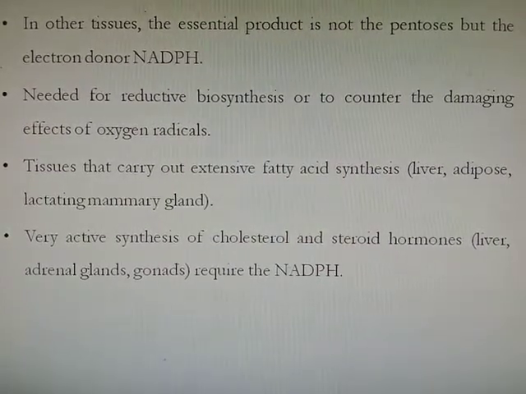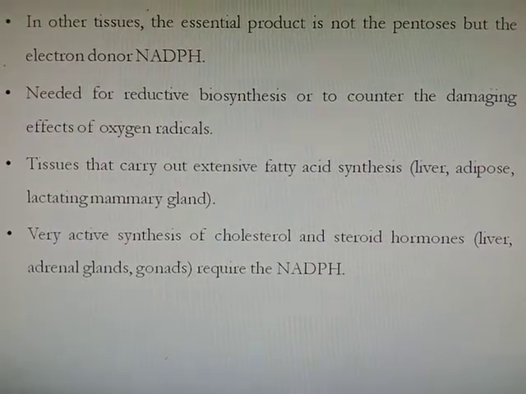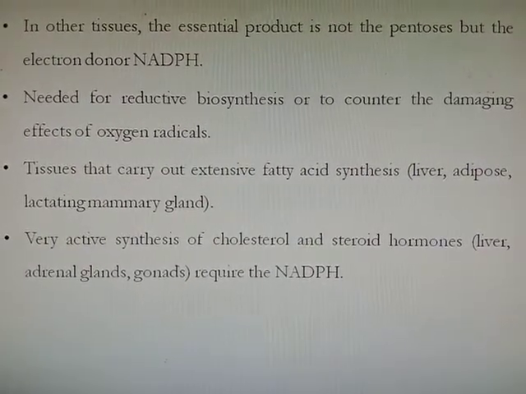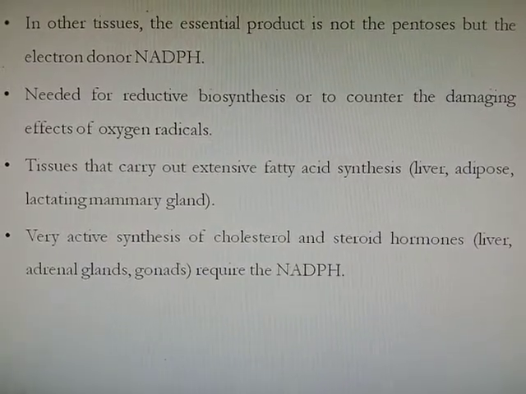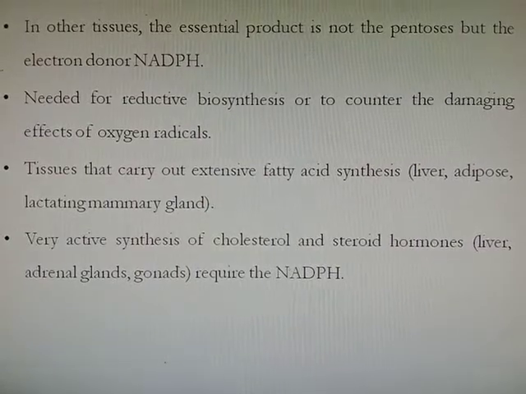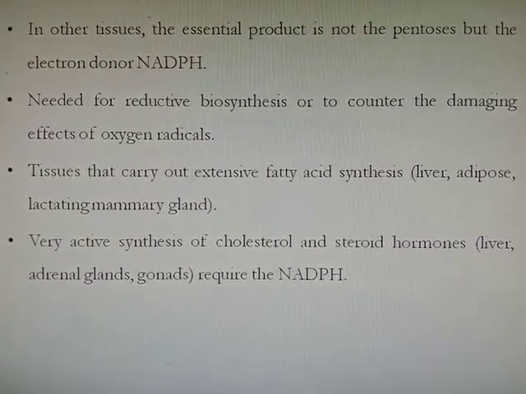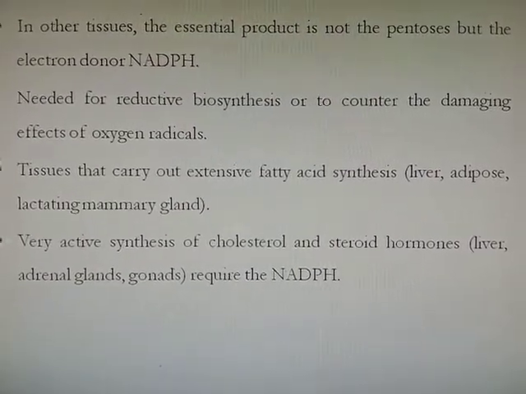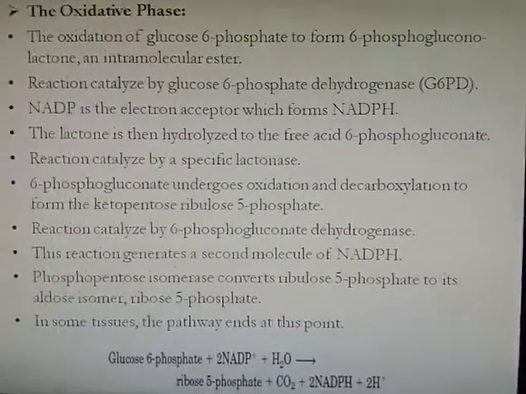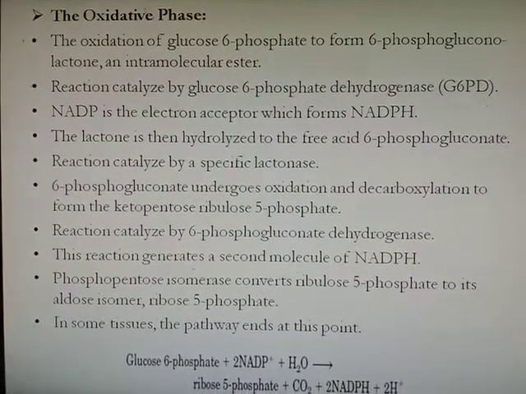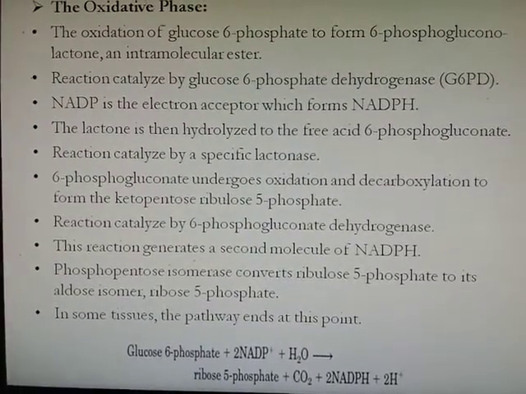So from the HMP pathway, glucose 6-phosphate is converted into ribose 5-phosphate and NADPH. Ribose 5-phosphate is used for the synthesis of RNA, DNA, NADH, FADH2, coenzyme A, whereas NADPH is used in steroid hormone and cholesterol synthesis. This pathway is divided into an oxidative phase and a non-oxidative phase. First we will see the oxidative phase.